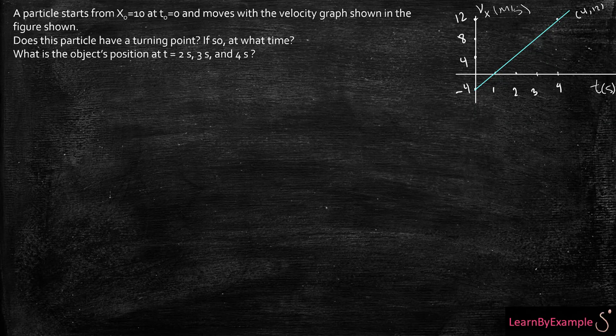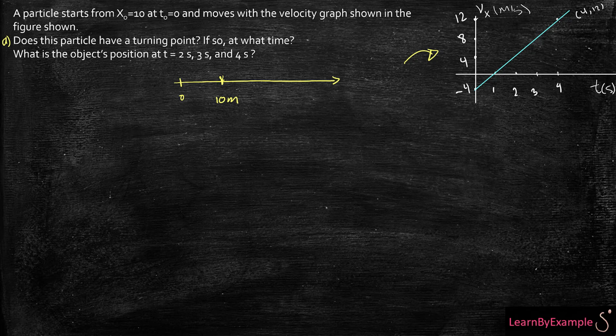In this question, we have a particle that starts not from the origin, but 10 meters from the origin. So let's say I have a scale of x, so this is my position. It starts at 10 meters, wherever this is, and it starts moving. And it goes with the velocity shown in this graph right over here. The first part of the question is asking if this particle has a turning point.